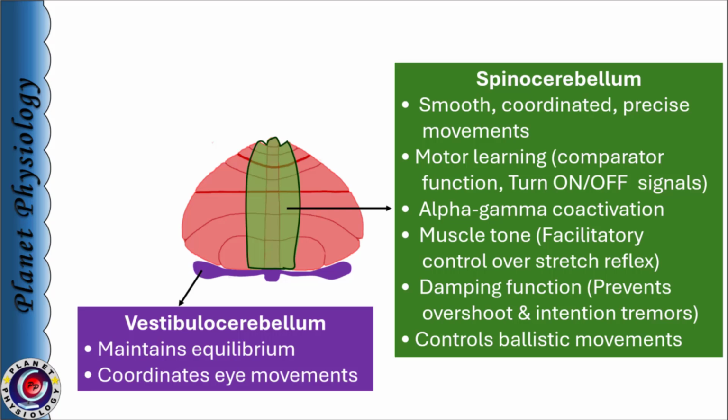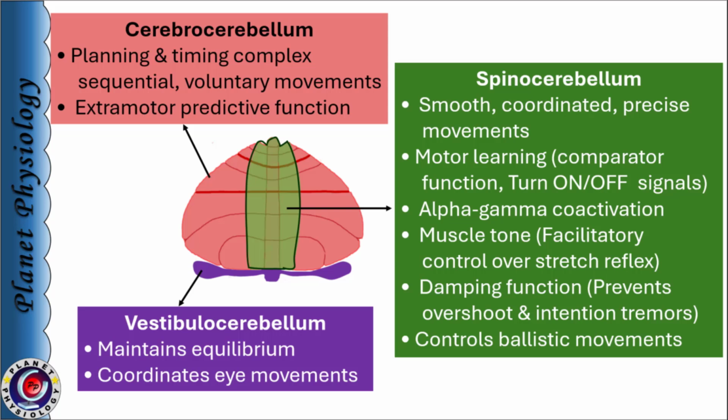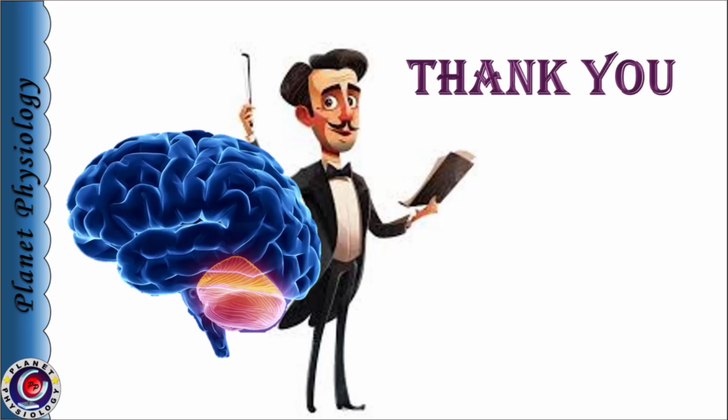It also controls ballistic movements, which are rapid, pre-planned sequences requiring no feedback correction. Cerebellum is primarily concerned with planning and timing of complex sequential voluntary activities and also the extramotor predictive functions. Additionally, current research suggests that cerebellum is involved in processing of language, thoughts, and emotions, highlighting its far-reaching influence beyond motor control. So that's all about functions of cerebellum.